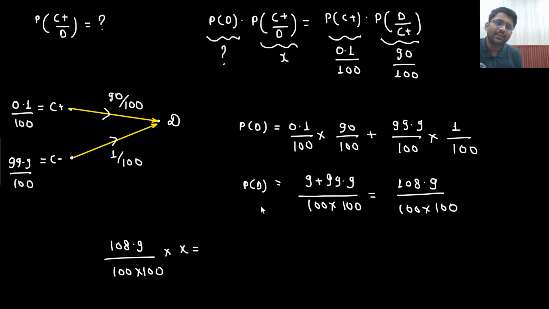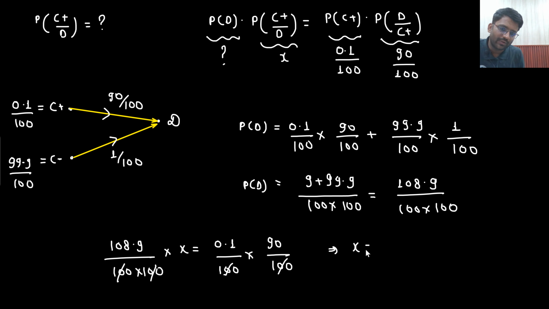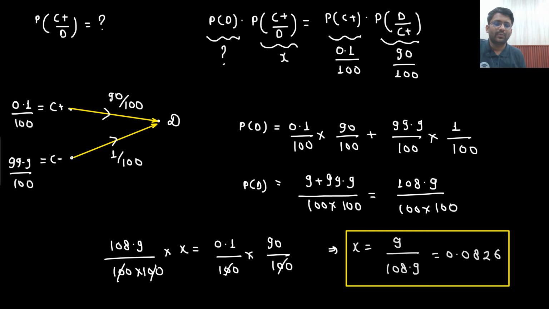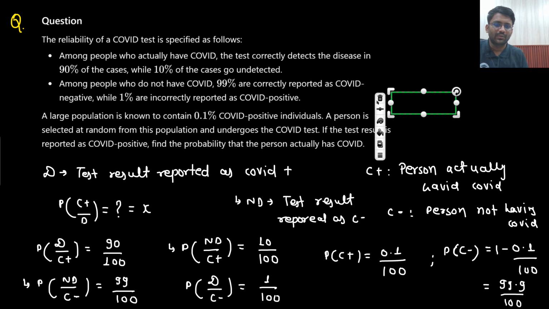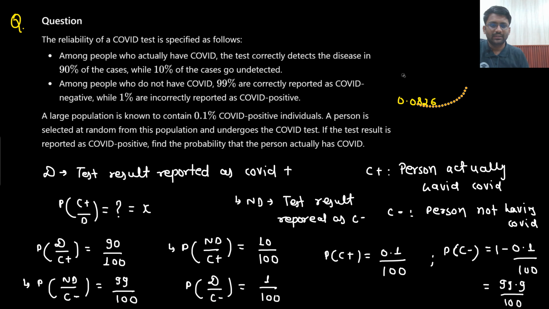multiply with x would be equal to 0.1 by 100 multiply with 90 by 100. So this gets cancelled out, this gets cancelled out. X would be equal to 9 divided by 108.9. So 0.0826. This is the answer that we are getting. Okay, 0.0826. This is the answer that we are getting.